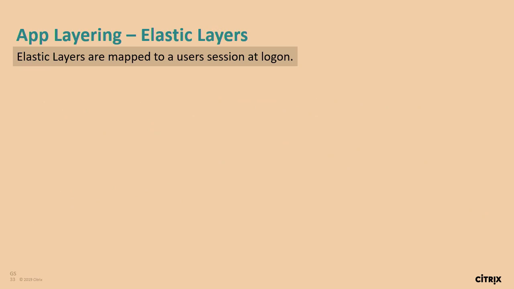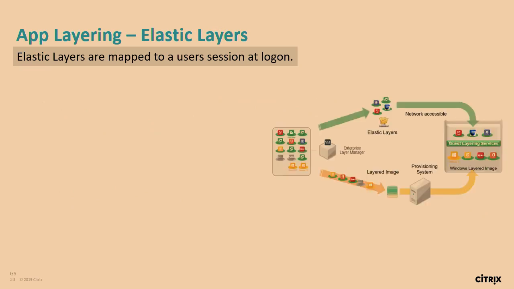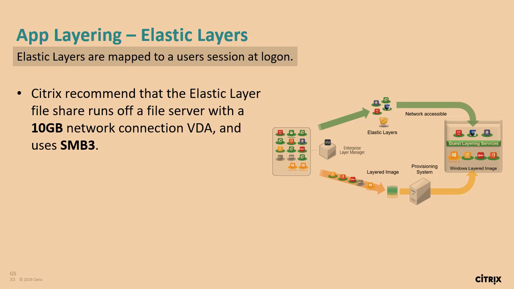Elastic layers. So essentially, an elastic layer is an application which is packaged into a virtual disk and then stored on the network. As the user logs on, that elastic layer disk is mapped to their session and they get access to the application. Some tips around that: Citrix recommend a 10 gigabit connection from the VDA to the file server, and also that the file server uses SMB3, which would be Server 2012 R2 and above. Make sure that share is highly available using technologies such as Microsoft DFS.